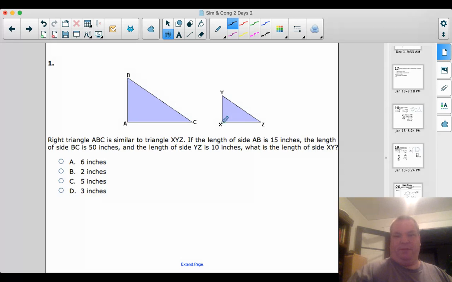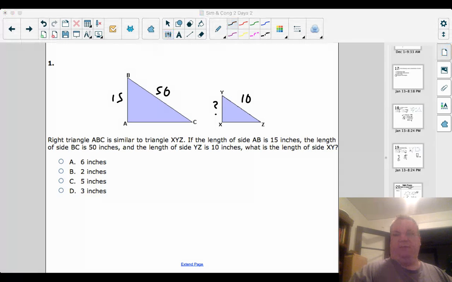It tells me kind of what matches up with what. If the length of side AB is 15 inches, I'll label that. The length of side BC is 50 inches, I'll label that. And the length of side YZ is 10 inches. Okay, so that's right there. What is the length of side XY? So XY is right here. That's what I'm trying to find. Okay, so pause it here, see if you can figure that out, and then we'll resume.